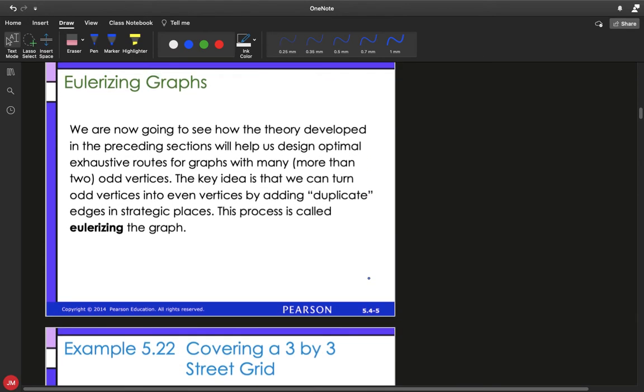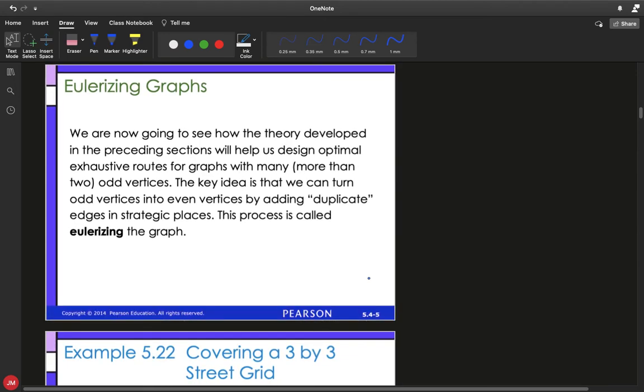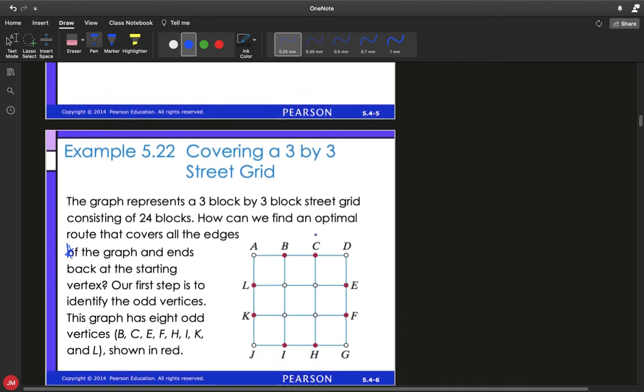So when we want to do this, we talk about what's called Eulerizing a graph. So we're going to see basically how this works. The idea is that we're going to turn all of the odd vertices into even vertices by adding a duplicate edge in some strategic places. And when we add these extra edges to our graph, we call that Eulerizing the graph. So again, another definition to make sure you've got copied down somewhere.